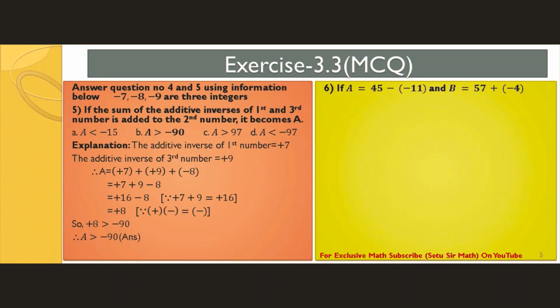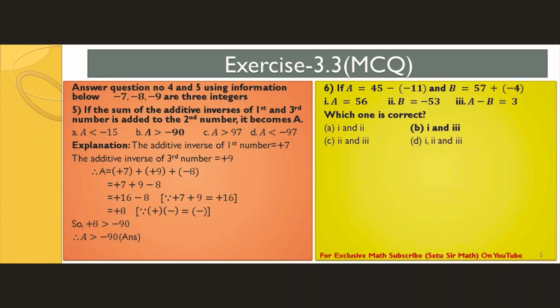If a equals to 45 minus 11 and b equals to 57 plus minus 4. So number 1, a equals to 56, number 2, b equals to minus 53, number 3, a minus b equals to 3. So you have to check all these three options, that which option is right in here. So which one is correct? So these are the option, and you see this bold one, 1 and 3 is the desired answer. So let's check the options.